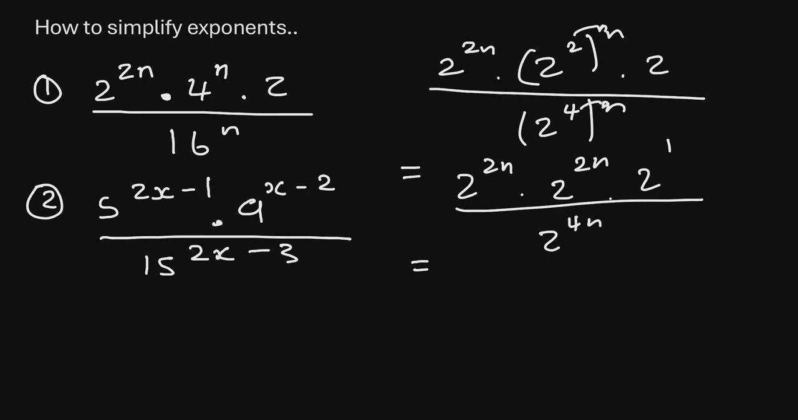And therefore, when you multiply the same bases, you keep the base the same, and then you add the exponents. So this is going to be what? It's going to be 2n plus 2n, which is going to be 4n. And then you also have to add this 1 of the 2 here. And then this is going to be plus 1. And then this is all divided by 2 to the power of 4n.